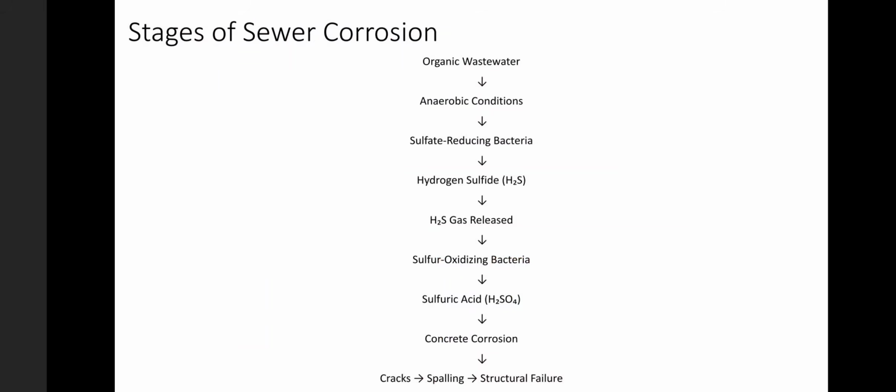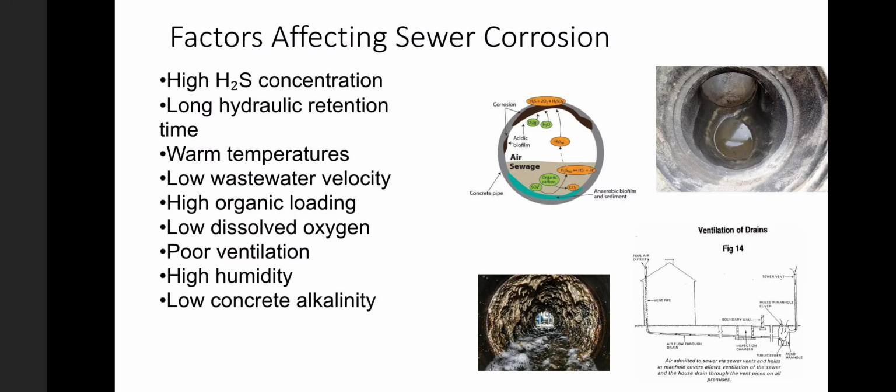So what are the stages of sewer corrosion? First of all, the organic wastewater is received in the sewer, and then under anaerobic conditions, that means in the absence of air, the gas is generated. Then sulfate is converted by sulfate reducing bacteria, and it is converted into hydrogen sulfide. Then hydrogen sulfide gas is released in a closed manner. Then it reacts with the sulfur oxidizing bacteria and is converted into sulfuric acid, which reacts with the concrete part and also the steel part inside, causing corrosion. Then it leads to cracks, cracks lead to spalling, and spalling leads to failure of the structure.